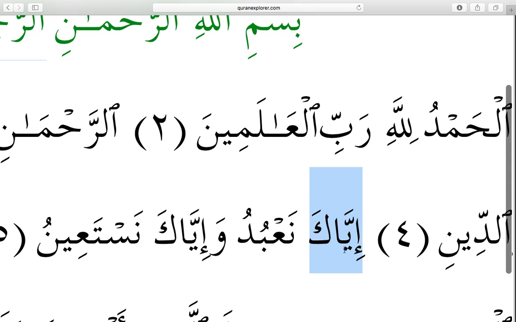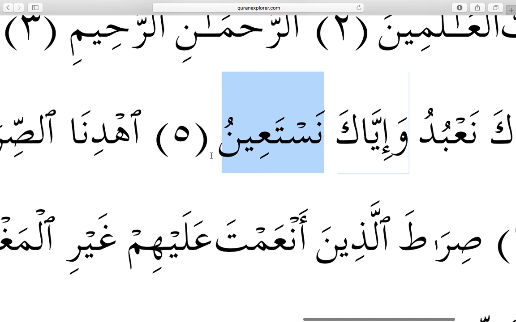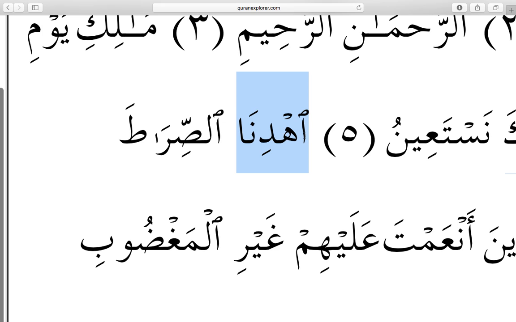This word is Iyaka. Hamza, ya, kaf. This word is Na'budu. Nun, ain, ba, dal. This is Wa iyaka. Wa, hamza, ya, alif, kaf. This word is Nasta'in. The letters are nun, sin, ta, ain, ya, nun. This word is Ihdina. The letters are alif, ha, dal, nun, alif.